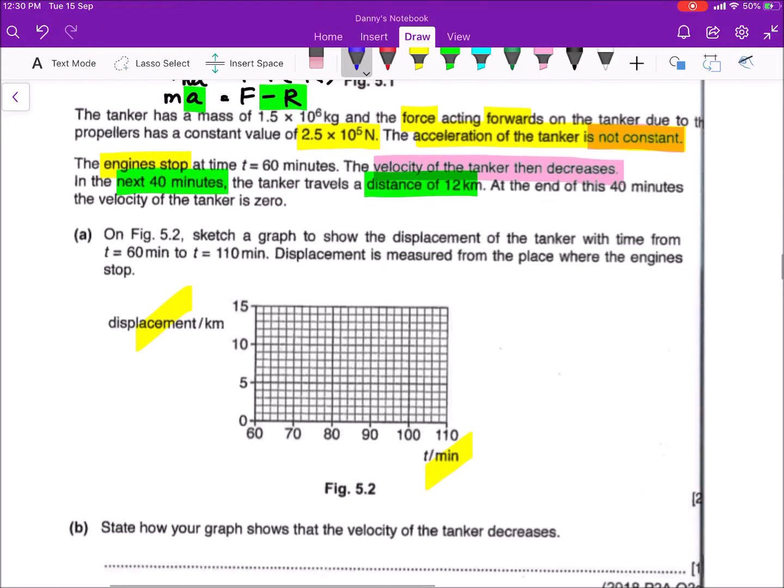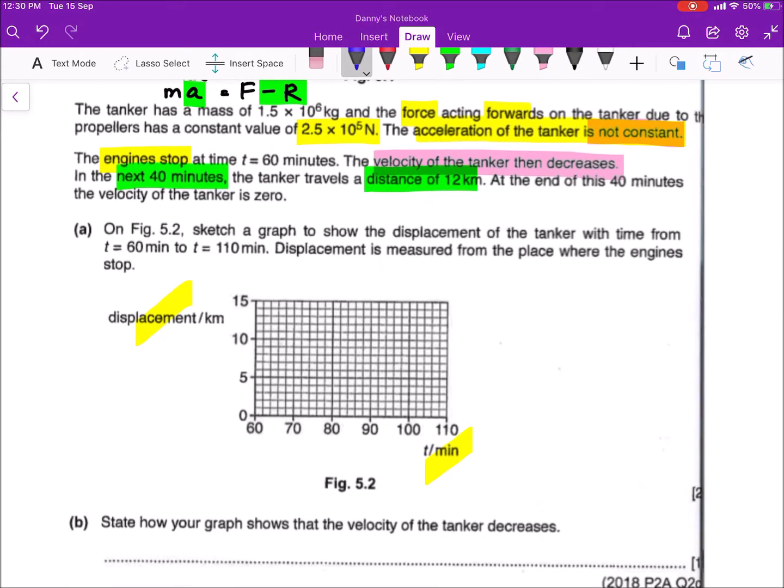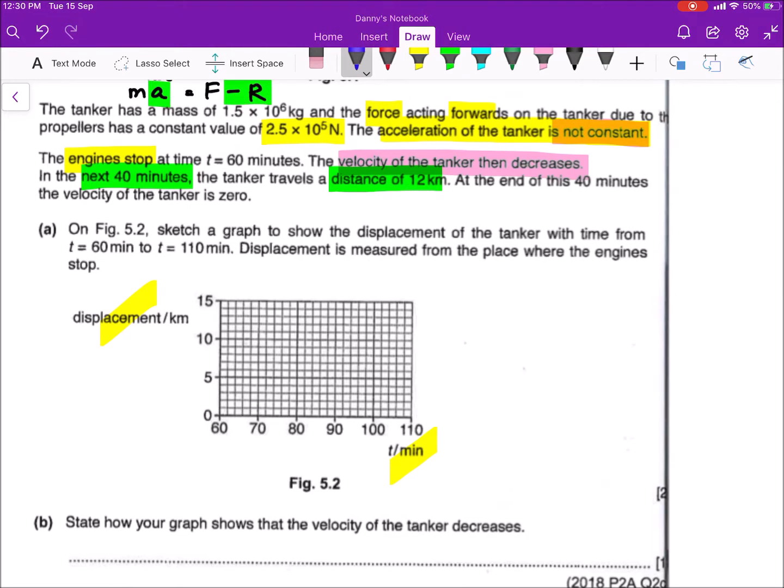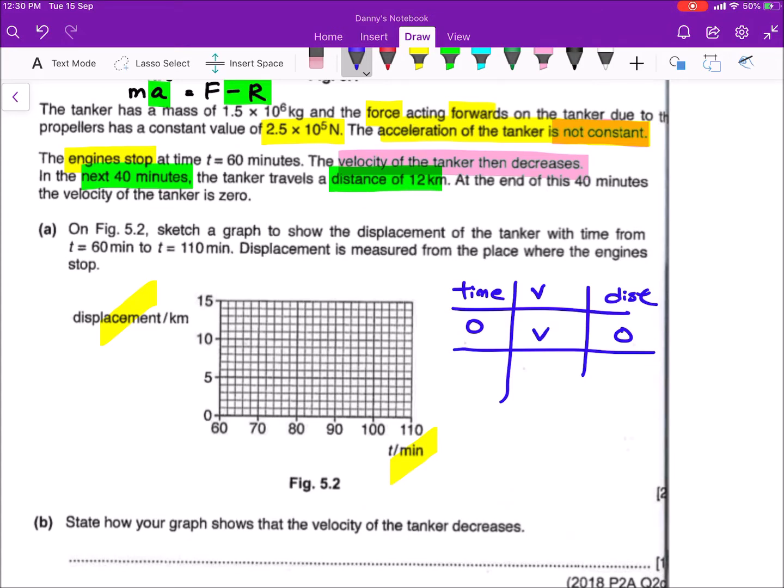If I want to see this data clearly, I can put it in a table form. I will put time here, and I will take time equals 0 when the engine stops. Then I want to study the velocity, and the distance traveled. When the engine stops, I will take that as my reference point, that is when my distance is 0. I do not know my starting velocity because it is not stated, so I will just put V, a dummy alphabet.